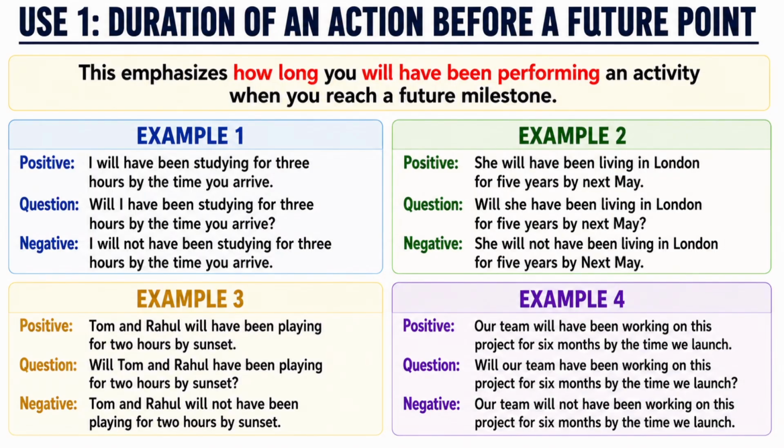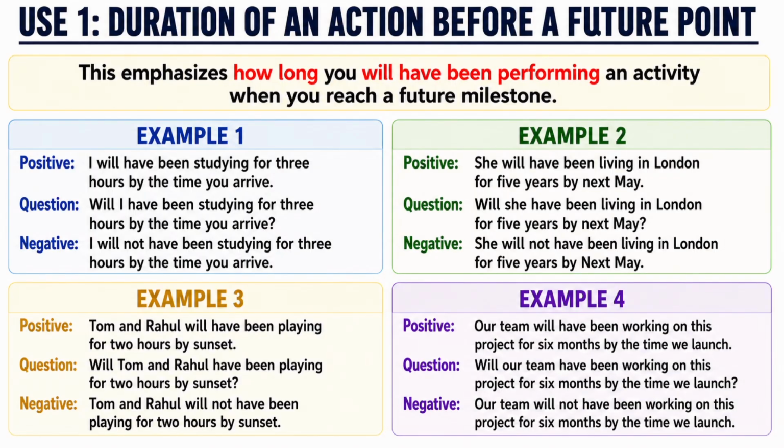Now the fourth example. Our team will have been working on this project for 6 months by the time we launch. This means that when the project is launched, the team will already have worked on it continuously for 6 months. The question is, will our team have been working on this project for 6 months?